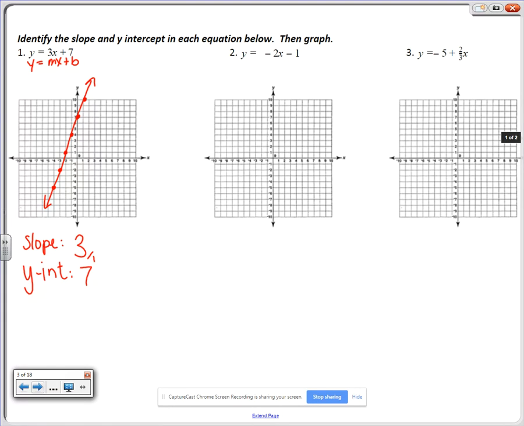Okay, moving on to number 2. Again, this already looks like y equals mx plus b. So what's my slope? Everybody following Savannah there? She said -2. What's the y-intercept? Okay, looks good. Where am I going to begin? On the y-axis at -1. Then where am I going to go? Down 2 to the right 1. Perfect.